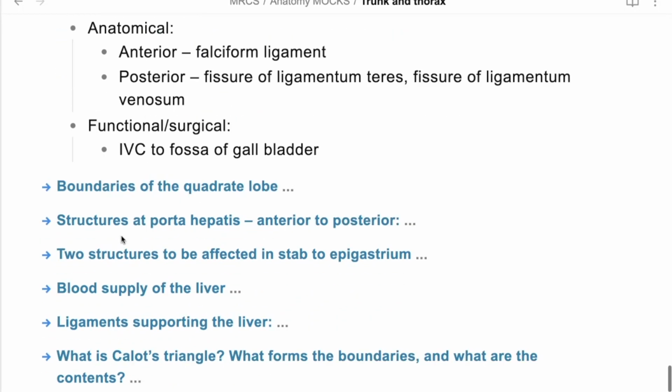Boundaries of the quadrate lobe. I'm always confused between the quadrate and the caudate, so I think this will be... I don't remember.